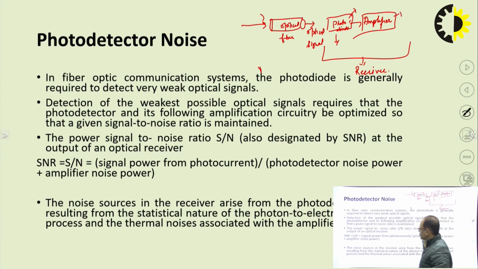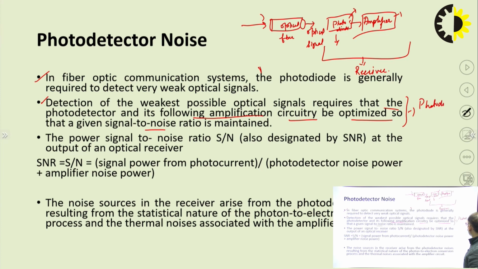Clear? So in a fiber optical communication system, the photodiode is generally required to detect a very weak optical signal. Detection of the weakest possible optical signal requires that the photodetector and its following amplification circuitry be optimized so that the signal to noise ratio is maximized. Means the photodiode with the amplifier should produce the optimized output so that the SNR is maintained. Clear?